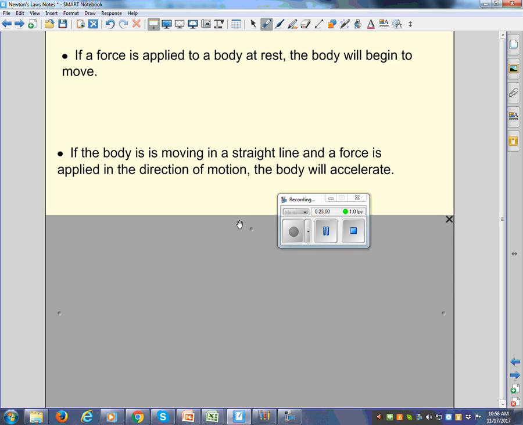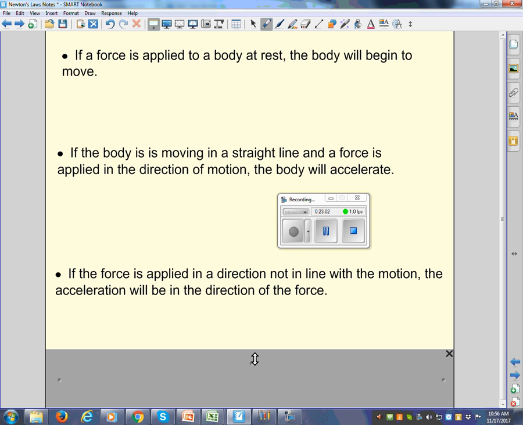Okay, this one here: if a force is applied in a direction not in line with the motion, the acceleration will be in the direction of the force. When he threw the ball to me, and I whacked it that way and ended up at Mallory's table there, the acceleration was in the direction of the force. The acceleration and the force are always in the same direction.